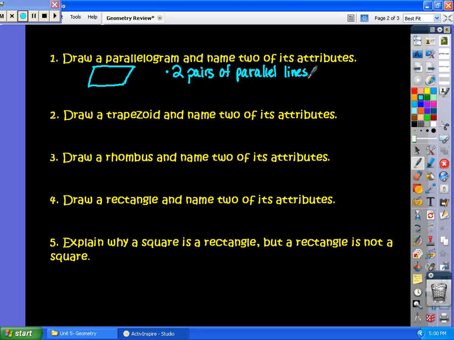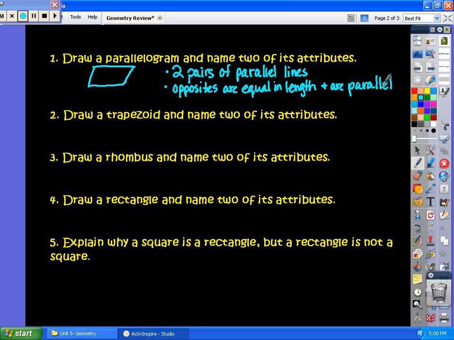Okay, and then it also has the opposite sides are equal in length. Okay, we can also say the opposite sides are parallel, so that could be another attribute. Okay, and always remember we know how to spell parallel because it's got 2 parallel lines right there in the middle, with the L's like parallel lines.